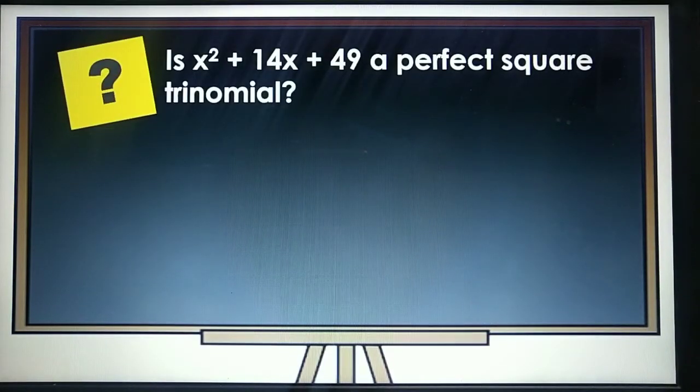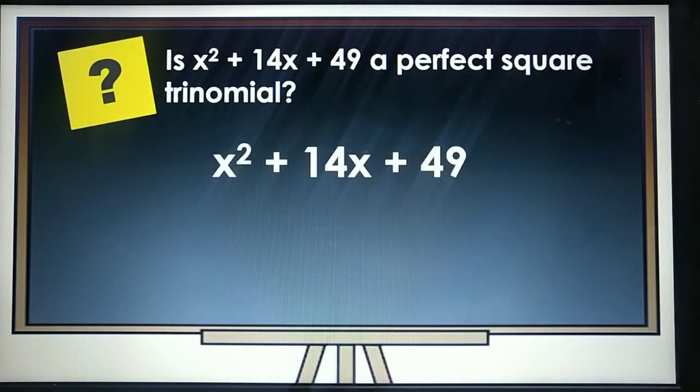Let's apply. Is x squared plus 14x plus 49 a perfect square trinomial? First, we will find the square root of the first term. The square root of x squared is x. Next, let's find the square root of the last term. And the square root of 49 is 7.